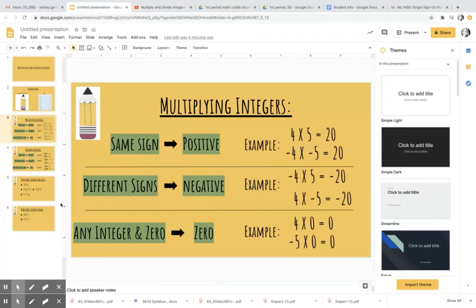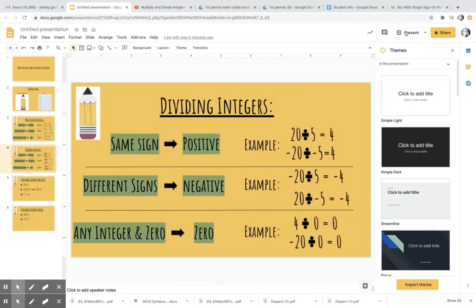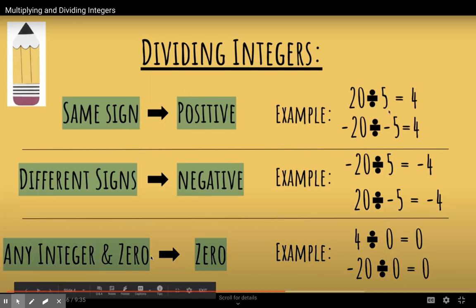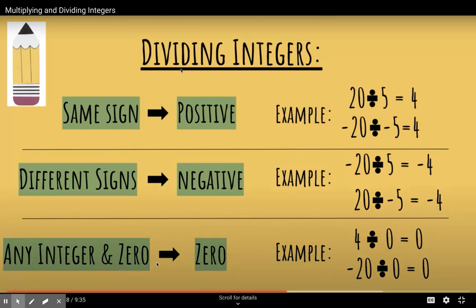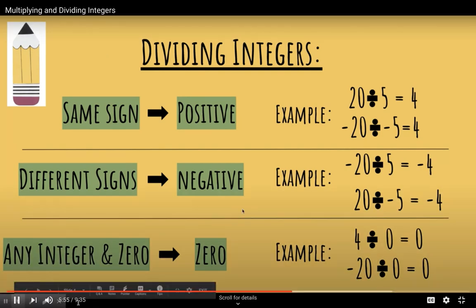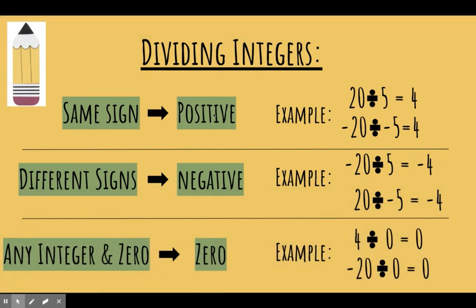Okay, let's go back to our notes. Here we have another page with a pencil, so that means you're writing down what is on this screen. Our title is Dividing Integers. And over here we have the rules. Like she said in the video, they're going to be the same. So if you have same signs, your answer is positive.